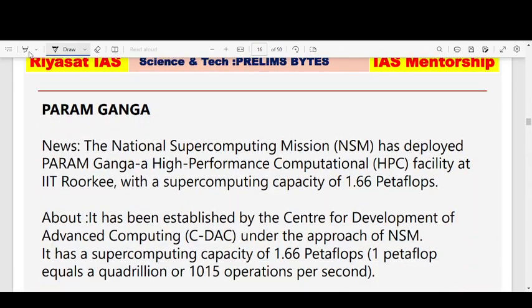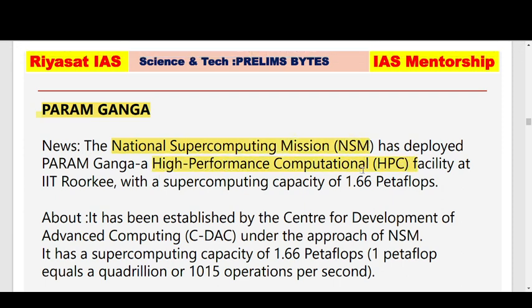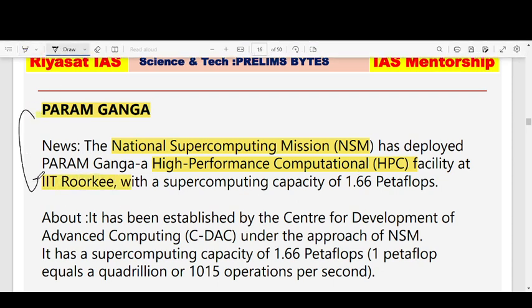Next is your Param Ganga. This is also a supercomputer, and it is also under the NSM, National Supercomputing Mission. It is a high performance computational facility at IIT Roorkee. You need to remember this place. It has a capacity of 1.66 petaflops. Now you can understand what a petaflop is.